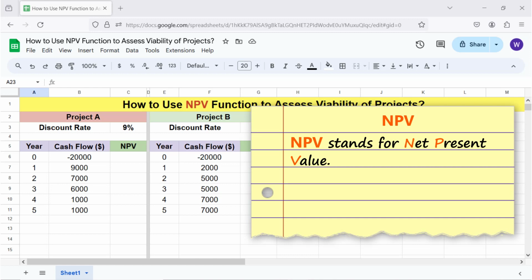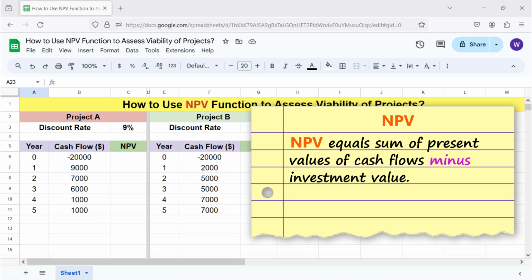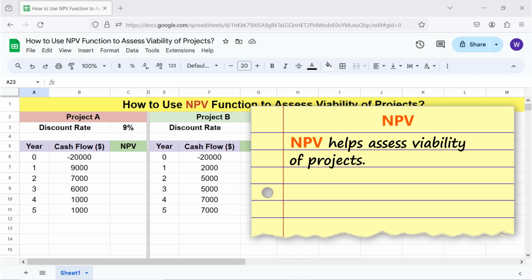NPV stands for Net Present Value. NPV equals sum of present values of cash flows minus investment value. NPV helps assess viability of projects. A positive NPV means project is viable. A negative NPV means project is not viable.